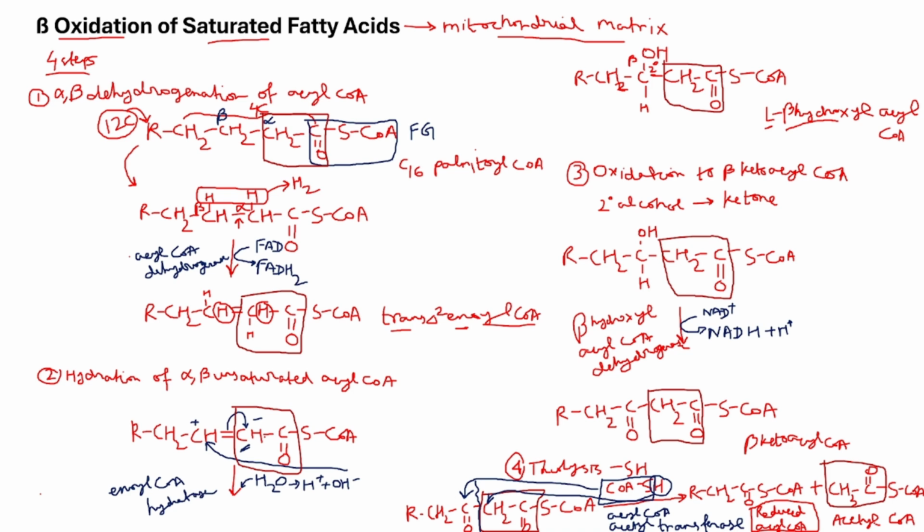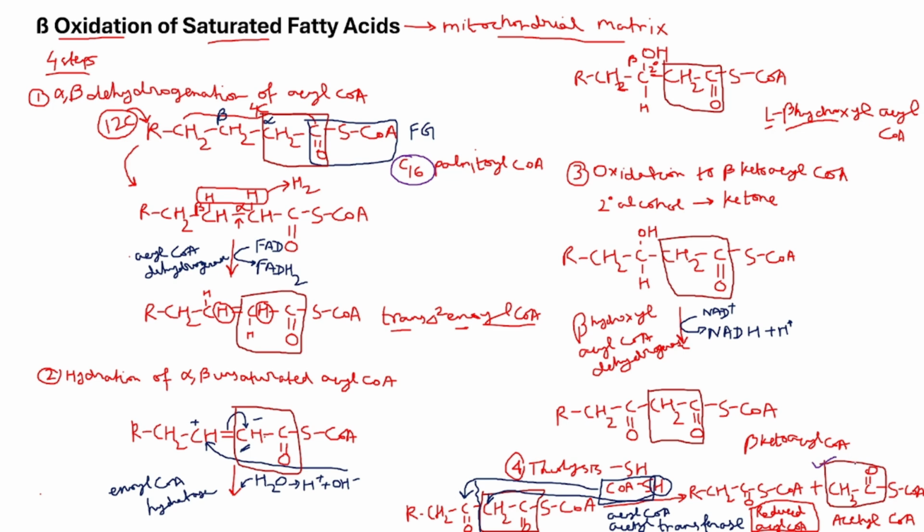Understood? So now if you remember, let's come back to where we started. We started with originally a 16 carbon long fatty acid molecule, a fatty acyl CoA molecule. And at the end, what are we seeing? We are seeing that one molecule of acetyl CoA is getting released.